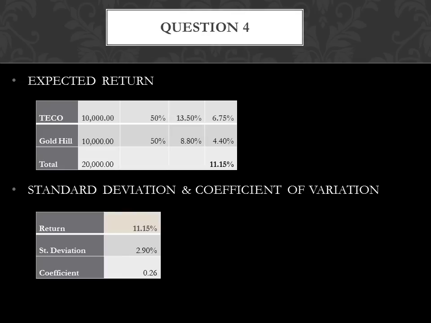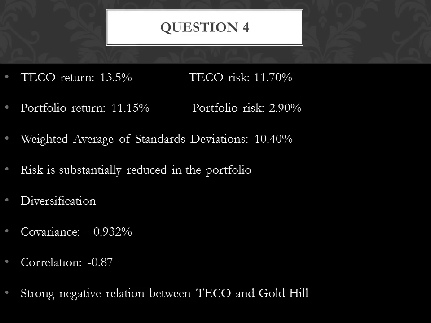The expected return on the portfolio is 11.15%. This is calculated by a weighted average of the returns and the weights of each stock on the portfolio. The standard deviation of the portfolio is 2.9% and the coefficient of variation is 0.26. When compared to TICO stock individually, the expected return on the portfolio is reduced by only 2.35%, from 13.5 to 11.15. The risk is reduced by 8.8%, from 11.7 to 2.9%.